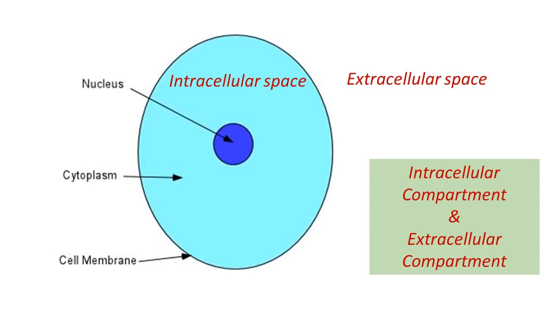Let's review the definitions of intracellular space and extracellular space. Intracellular space refers to the space inside of the cell, and the extracellular space is that area outside of the cell, or between cells. If we were to add up all of the intracellular space of each of the billions of cells in the body, that gives us the intracellular compartment of the body. If we were to add up all of the extracellular space, all of the space outside of the cells and between cells in the body, then that's known as the extracellular compartment.